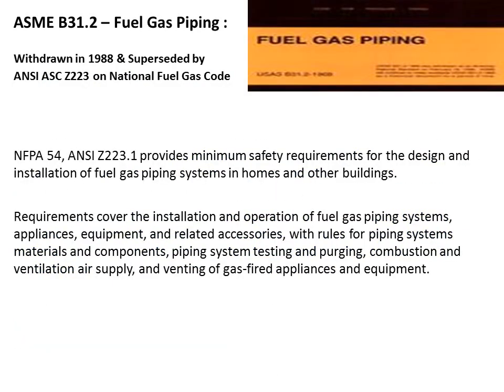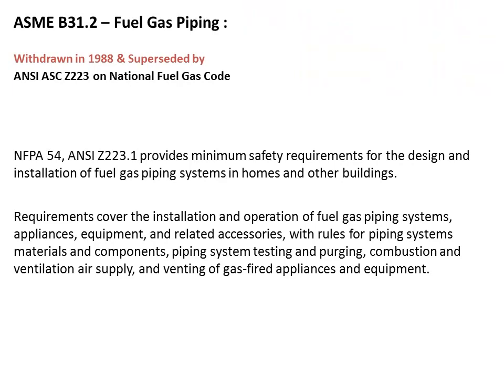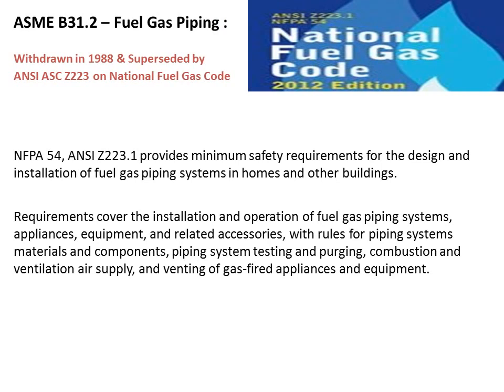Next, ASME B31.2, which was meant for fuel gas piping. It was withdrawn in 1988 and superseded by ANSI Z223.1, the National Fuel Gas Code.